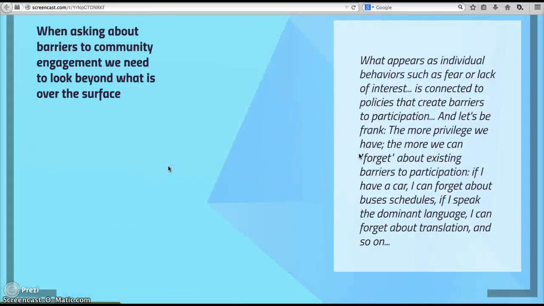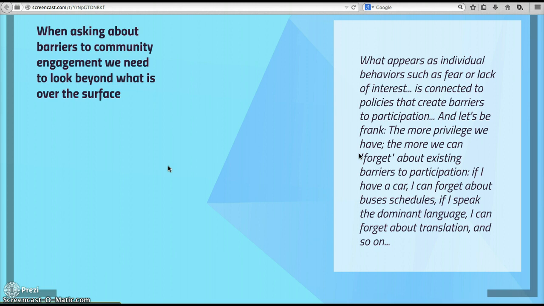When we organize an event and people attend in fewer numbers than we were expecting, a lot of times we have an explanation, and it's very common to attribute the lack of participation from people in the community to their individual behaviors and choices. We tend to blame people for not coming because they are not interested, or they don't understand how important it is for them, or that it's good for them, or that they are fearful, and we reduce a complex socio-economic and political situation to a matter of individual choices.